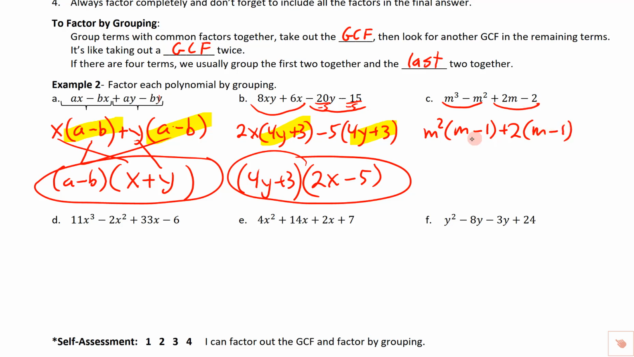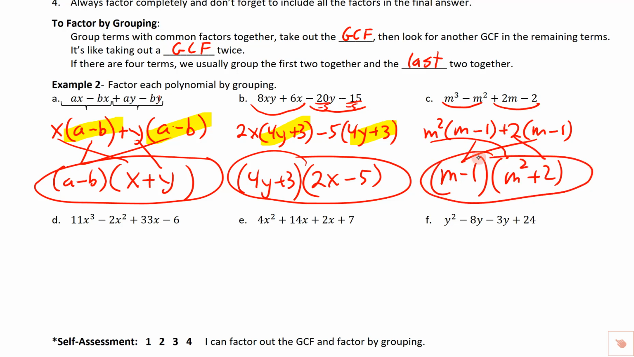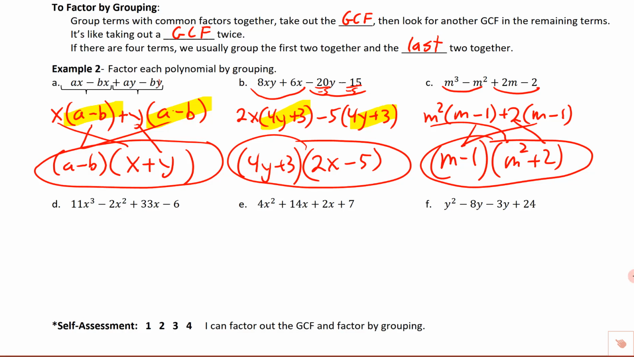And again, notice that these two factors are the same, so we're going to write down m minus 1, and we're left with an m squared plus 2. So these two, we just write down one of them right here, and then we write down what's left of this one and what's left of this one, and make sure we drag that sign over there. So this is it. Notice that it gets a little bit quicker once we've got the basic idea.